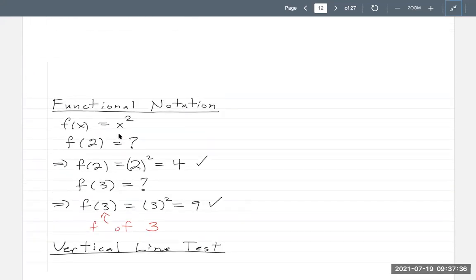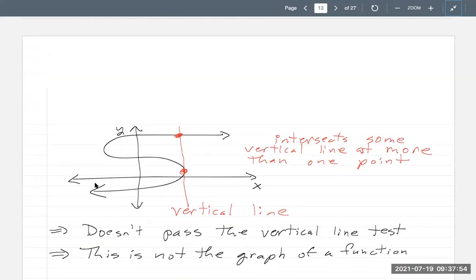The vertical line test. This is a visual way of determining if a curve in the plane represents a graph of a function. So suppose we have some curve in the plane, and let's draw this relative to some coordinate axis. So I have some coordinate axis. Here's the x, y axis. And this curve relative to those coordinate axes.